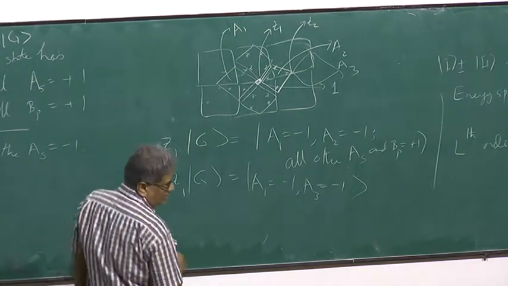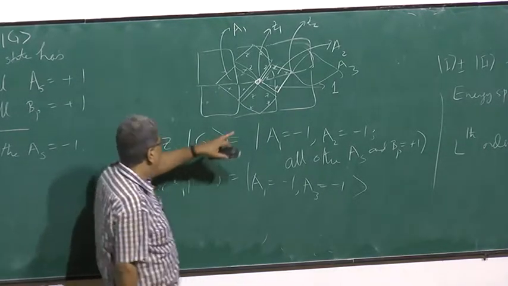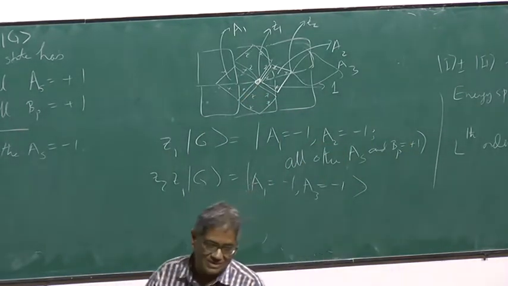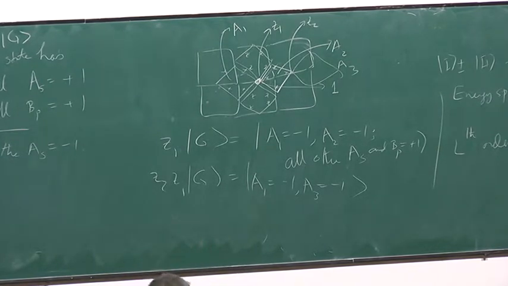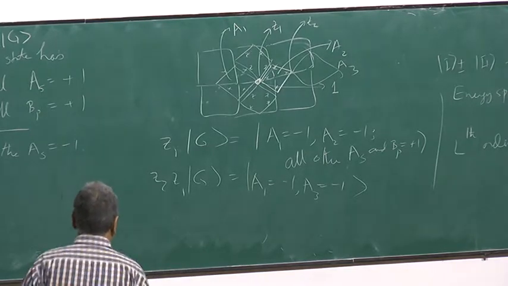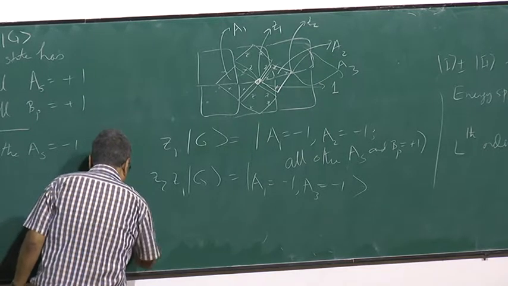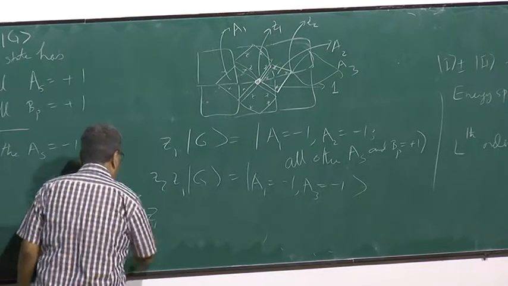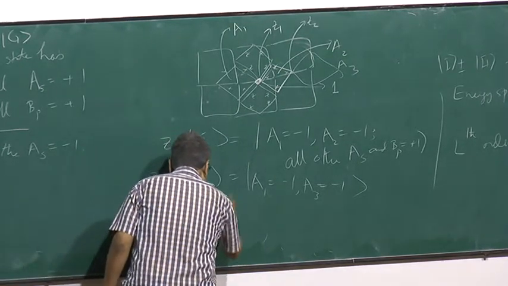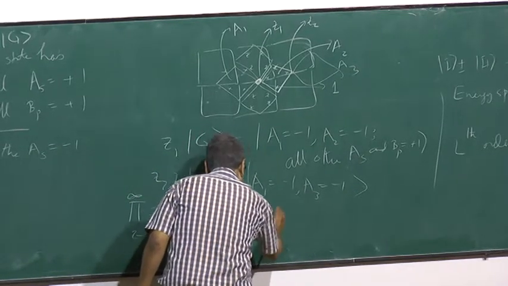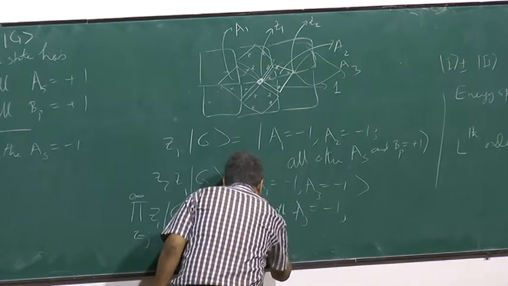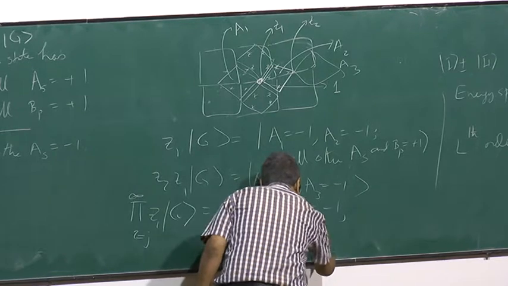So you can see what you have to do. You have to multiply with a string of z's starting from this point going all the way to that end. Here it is convenient to again imagine the system is infinite, and this time we will not worry about boundary conditions. So you have a string of z i's from i equal to j to infinity acting on g. This gives you a state with a j equal to -1 and all other a and b are +1.